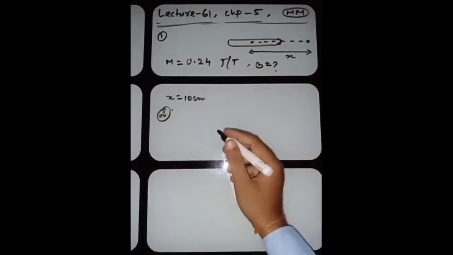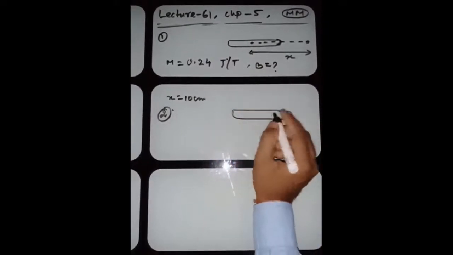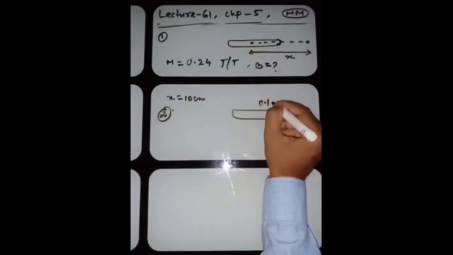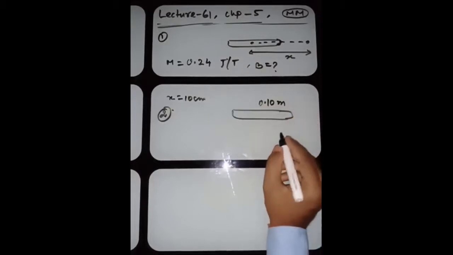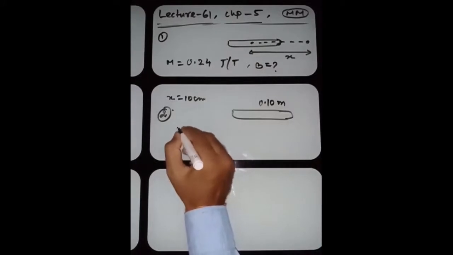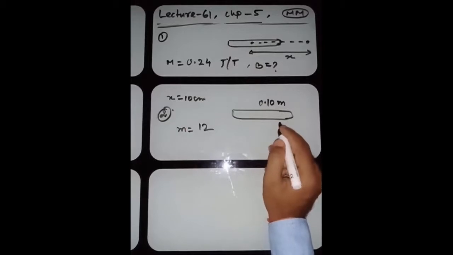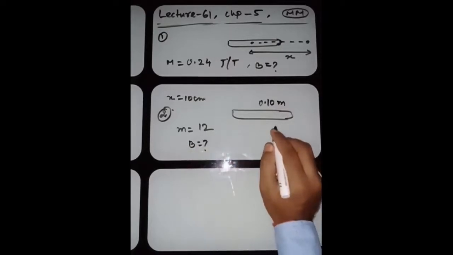Again, the length of the magnet I'm giving you. Suppose the magnet is of length 0.1 meter, and its pole strength is 12 ampere meter. The pole strength is given, m equals 12. Find the magnitude of the magnetic field, you have to find B again, at a point on its axis at a distance 0.2 meter from it.